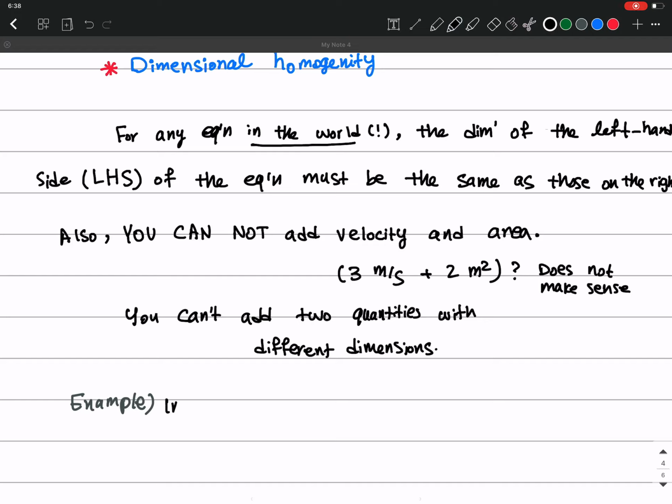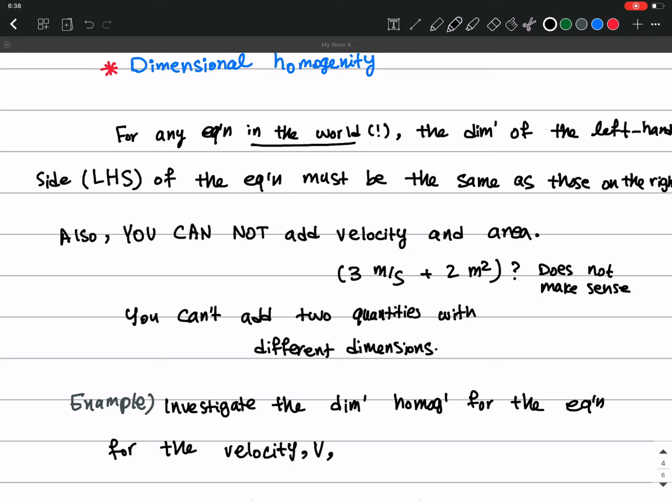So investigate the dimensional homogeneity for the equation for the velocity, or v, of a uniformly accelerated body. Okay.